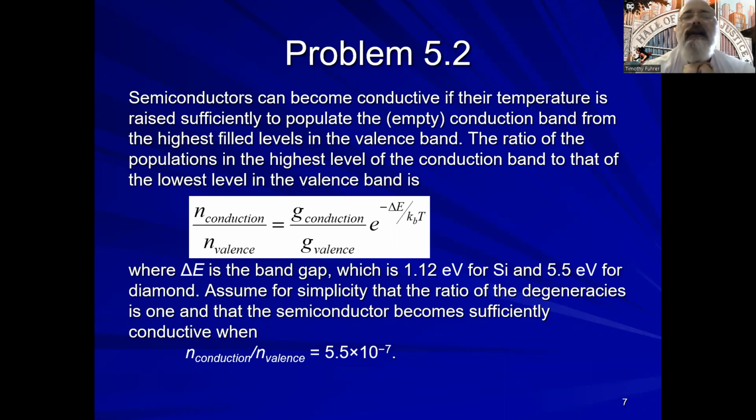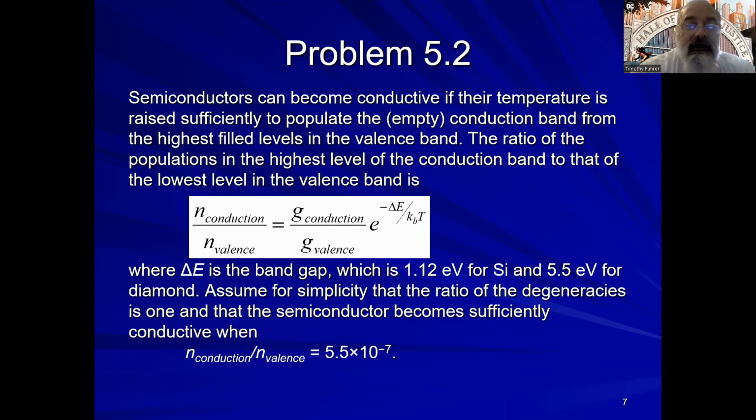What we want to talk about is at what temperature it would be warm enough that the conduction band gets populated with enough electrons to make this conductive. There's some experimental evidence to suggest that a ratio of 5.5 times 10 to the minus 7 is good enough that we can conduct electricity with any substance whose conduction band is that populated.